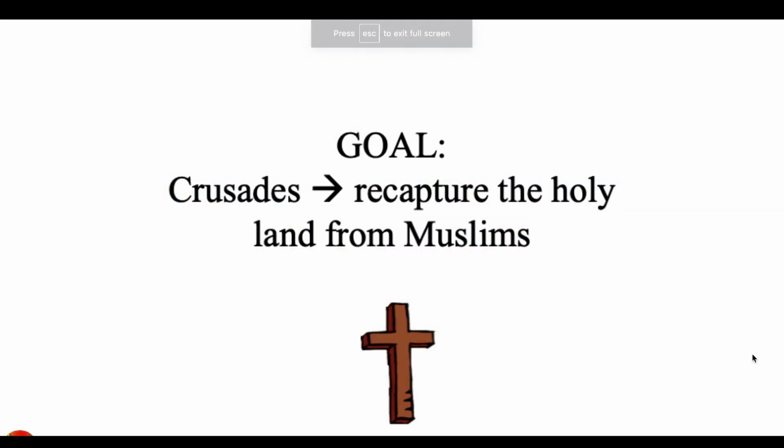So the main goal of the Crusades was to capture, should I say recapture, the Holy Land from Muslims. This land was under Muslim control. Christians wanted it for themselves. And not to mention, the growing power and spread of Islam and the Islamic empires were one more reason to go to war. But the main goal is to recapture this holy land.